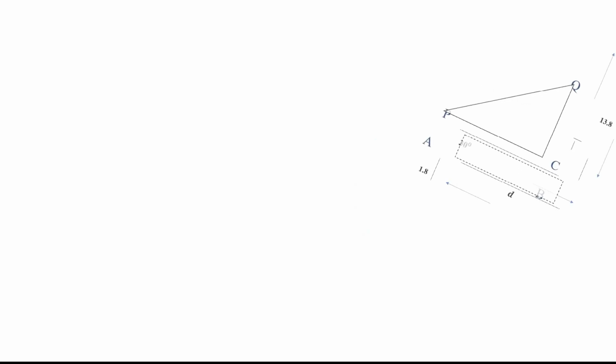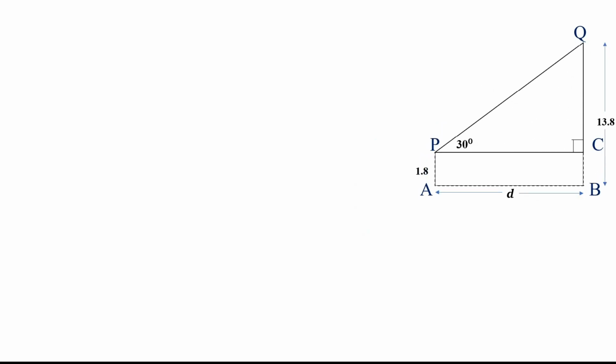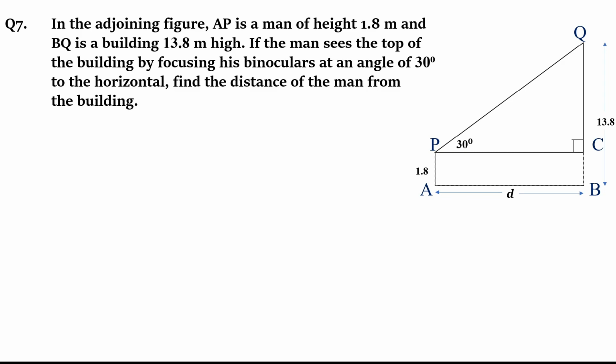Now next we have another question. In this question the figure is already given to you, and in this adjoining figure they have said AP is a man of height 1.8 meter. So in the figure I check AP is there, and we have to assume this as a man standing, and BQ is a building of height 13.8 meters.